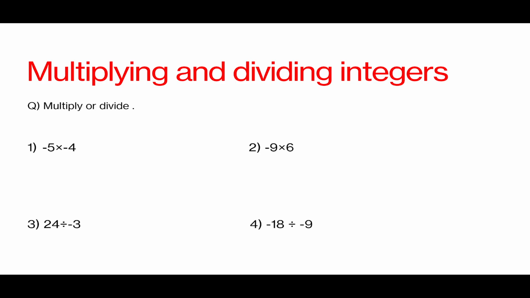multiplying and dividing integers. In grade 6 we studied what integers mean. Integers means positive and negative numbers. But how can we multiply and divide positive and negative numbers? Let's go to the first question. We have negative 5 times negative 4. How can we multiply it?